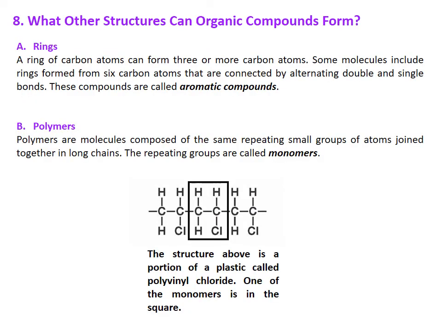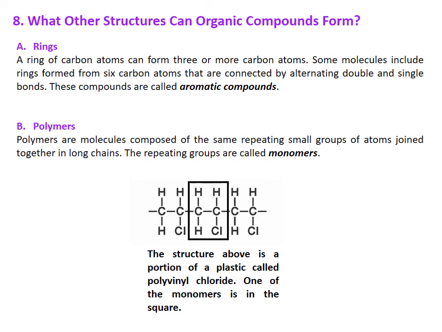Finally, to end our lesson, let's see what other structures organic compounds can form. The carbon atom's unique bonding properties allow it to form more than just straight or branched chains. For example, a chain of carbon atoms can curl around and attach to itself to form a ring. Or, the same small unit of atoms can repeat over and over again to form what is called a polymer. Many compounds that we encounter every day contain rings or are polymers.